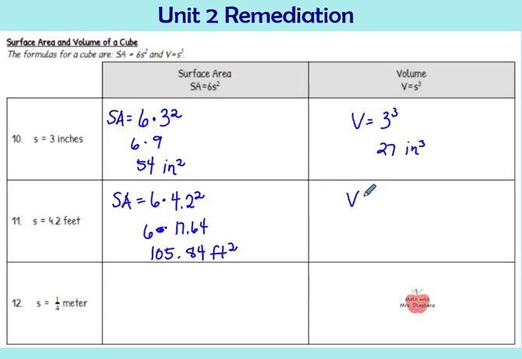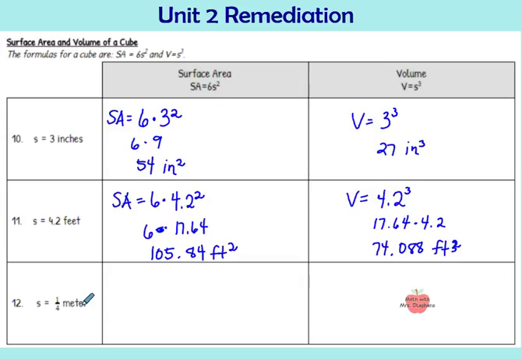For volume, we need to do 4.2 cubed. So 4.2 times 4.2 times 4.2. We already know 4.2 times 4.2 is 17 and 64 hundredths. So we need to do 17 and 64 hundredths times 4.2. When you do that, you get the answer of 74 and 88 thousandths feet cubed for volume.